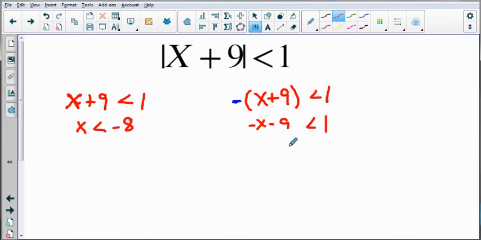Okay, how do I get the negative x by itself? Well, this time I would add 9 to both sides. Negative 9 plus 9 is going to be 0. And what is 1 plus 9? 1 plus 9 is going to be 10. All right. But again, I have the same problem I had before. I have negative x. How do I get the x by itself? Well, I know that there's a negative 1 in front of it, right? Just like before, there is a negative 1 in front of it, which means that I divide both sides by negative 1.